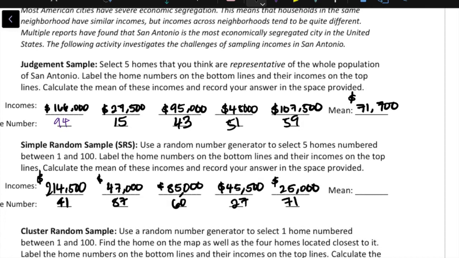Okay, so here are the numbers for the different houses that we had chosen. House 41 had an income of 214,500. House 87 had 47,000. House 60 had 85,000. House 27 had 45,500. And house 71 was 25,000. Now I'm going to calculate the mean. So I'm going to add up all these numbers and divide by 5. And I get a mean of 83,400.